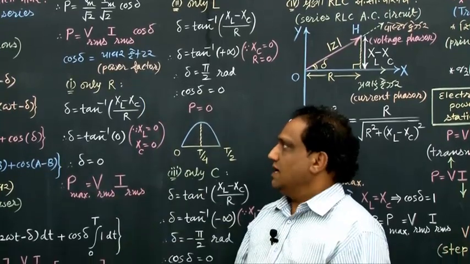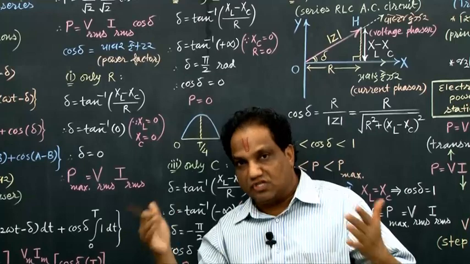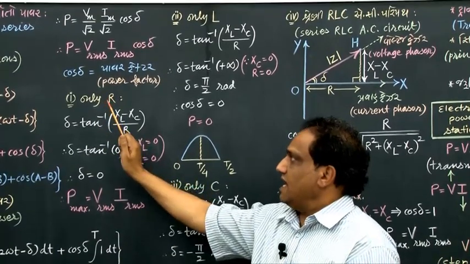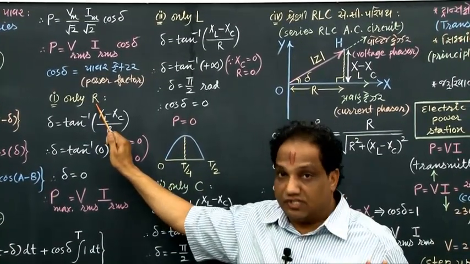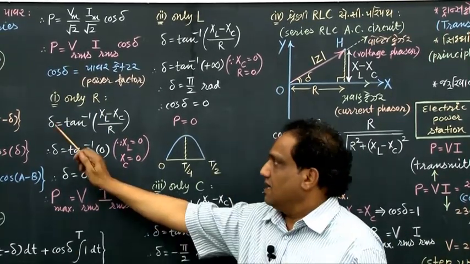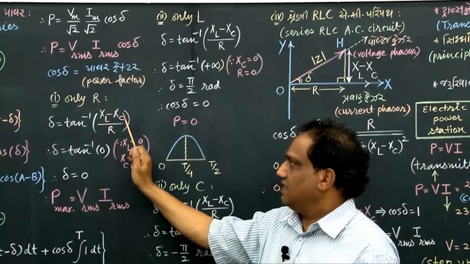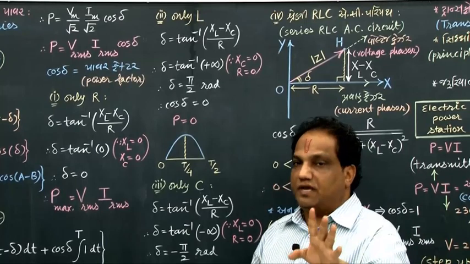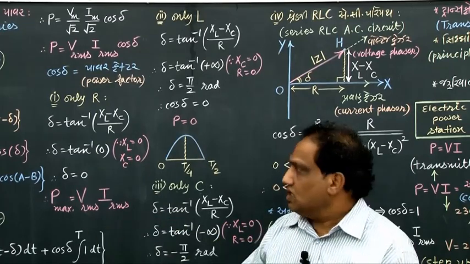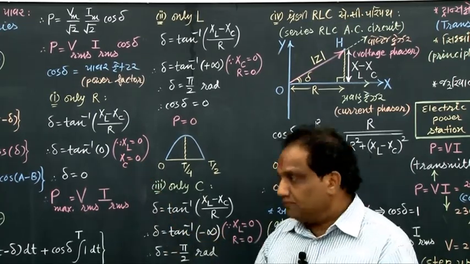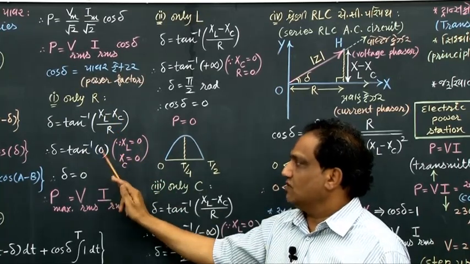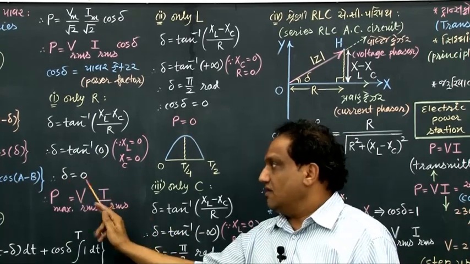Fine. Now let us discuss values of power consumed in different AC circuits. First of all, we take that AC circuit in which only resistor is present. Come on, what is the formula for phase difference between voltage and current? Delta equals tan inverse of XL minus XC upon R. But when you say that only resistor is there, meaning thereby inductor and capacitor are not there, so XL is 0, XC is 0. 0 upon R is 0, tan inverse of 0 will give you 0. So delta equals 0.